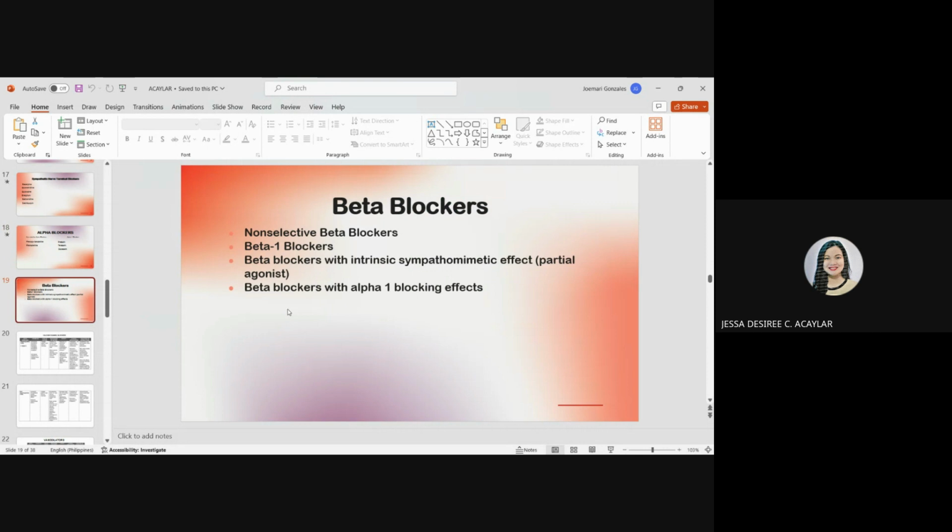So, sa beta blockers po, meron po tayong non-selective beta blockers, beta 1 blockers, beta blockers with intrinsic sympathomimetic effect, partial agonist siya. And beta blockers with alpha 1 blocking effects. May isa pa, beta blockers with local anesthetic action or membrane stabilizing effect. Add ko na lang later po.